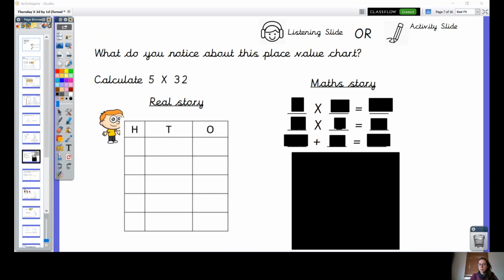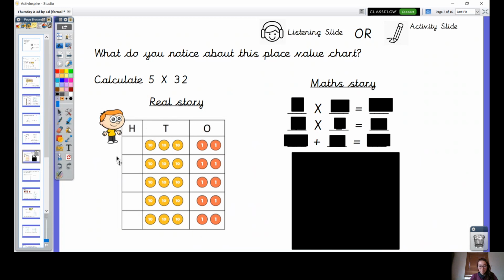Okay, and you can see underneath I've got a real story and a math story to help me separate my thinking out. Now, instead of drawing these in, I've got some pictures here, so I've got it in for us ready. This time it just looks a bit different as well because I've got place value counters instead of Deans. You could choose to use that today in your activity if you wanted to instead of the Deans. That's up to you. We're seeing the same thing, aren't we? So I've got 32 5 times.